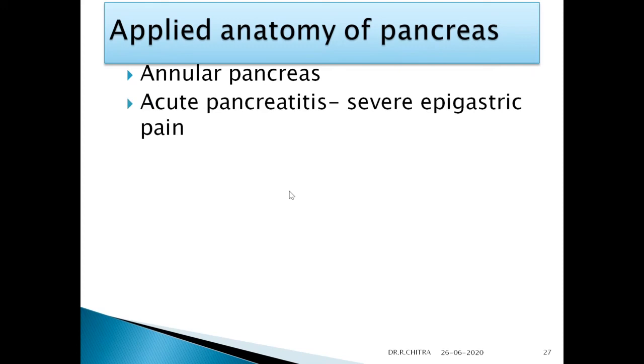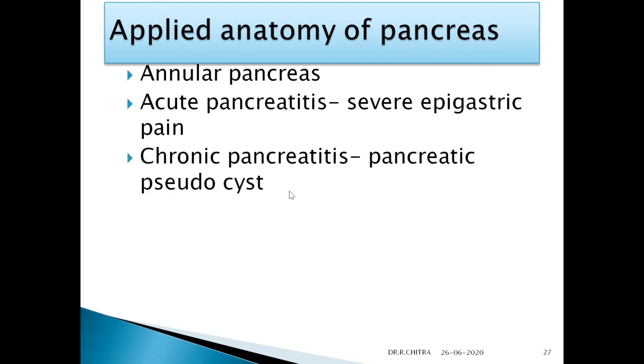So this is the infection of the pancreas, acute pancreatitis, with severe epigastric pain. For epigastric pain, you have to remember two structures, stomach and pancreas. So we have to confirm whether it is the pain of the stomach or the pain of pancreatitis. Chronic pancreatitis will lead to a pancreatic pseudocyst, so that the cyst will be present behind the stomach.